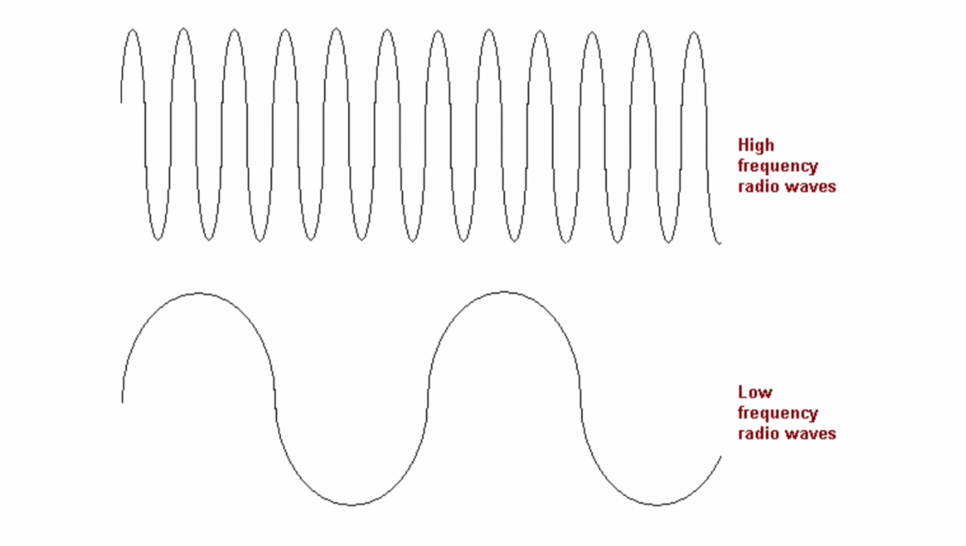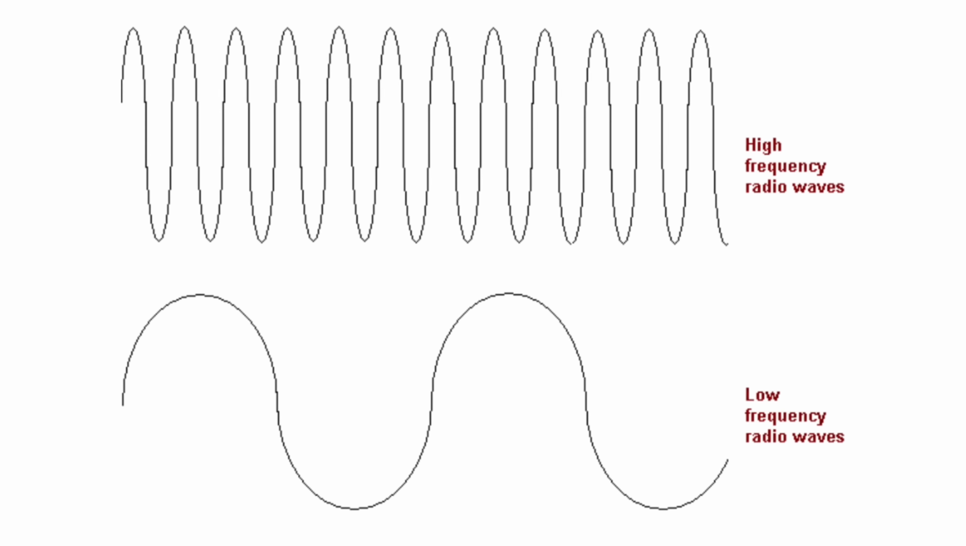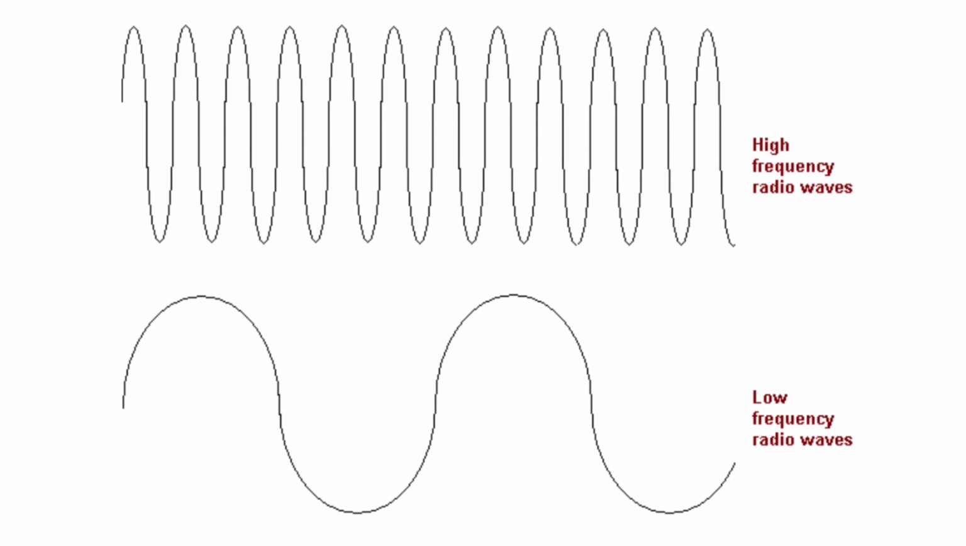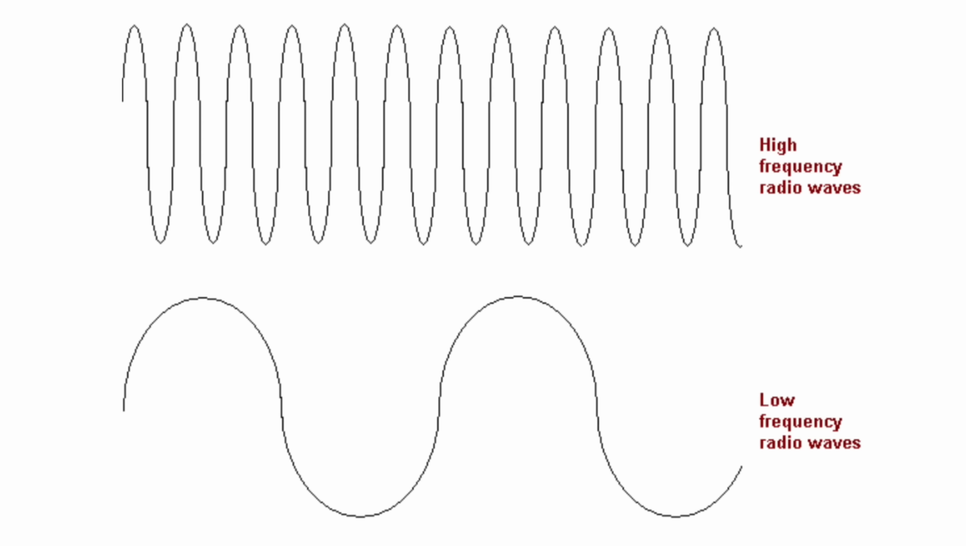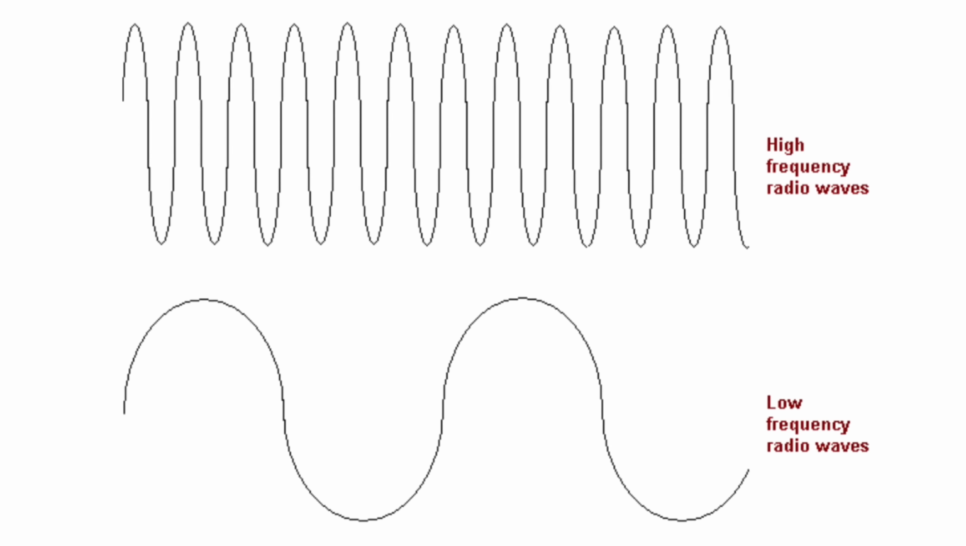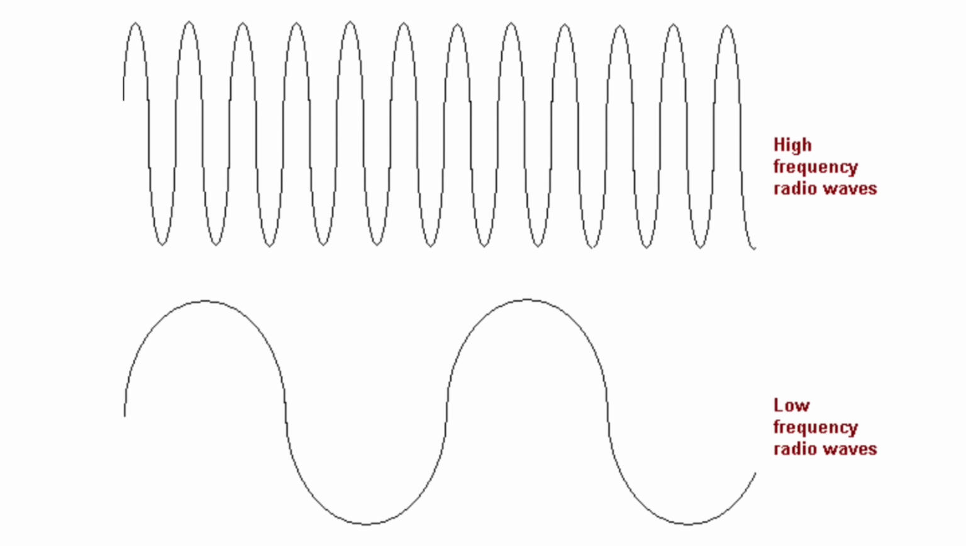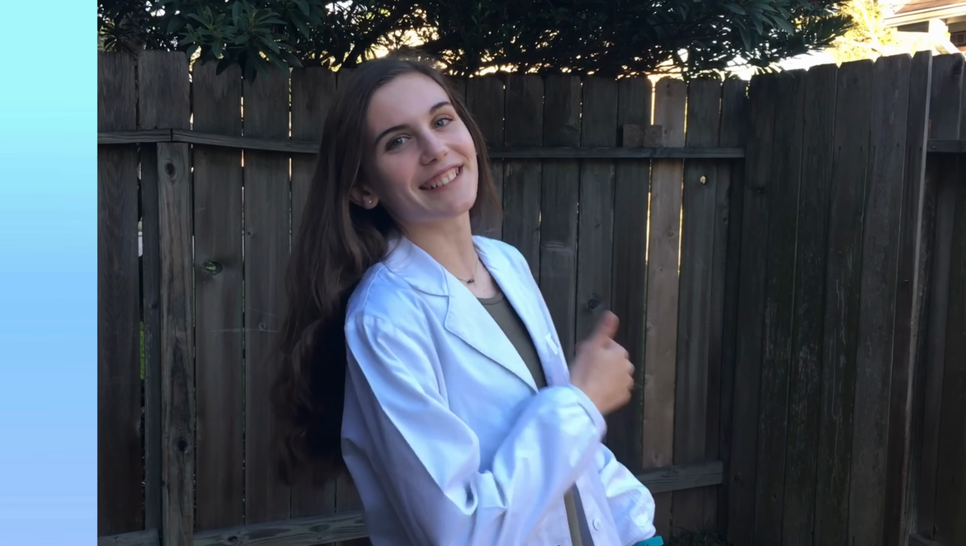Frequency is defined as the rate at which waves occur, measured in cycles per second, or hertz. The longer the wavelength, the lower the frequency. The shorter the wavelength, the higher the frequency. So as we move from left to right on the electromagnetic spectrum, the frequency and energy of the waves increases while the wavelength decreases. So now that you know the general background information, let's dive into what makes up the electromagnetic spectrum.